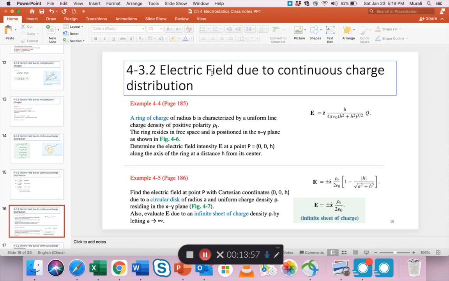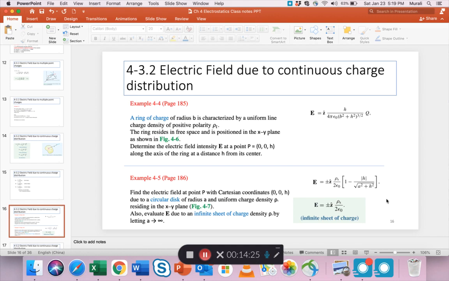A disk is like a dinner plate, right? So if you have a disk of charge with charge density rho s, how do you go about deriving E? I will let you walk through these examples one by one.